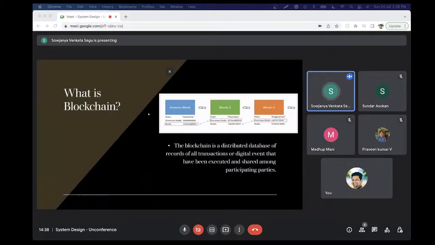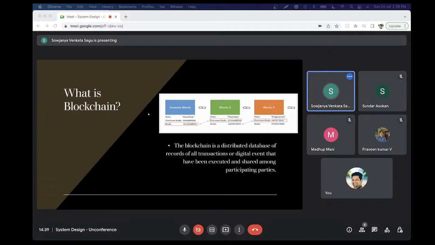Let's look into what is blockchain. The blockchain is a distributed database of records of all transactions or digital events that have been executed and shared among participating parties. Basically, blockchain is a distributed shared ledger which is maintained by all the participants of a blockchain network. What is the difference between a distributed database and a blockchain?